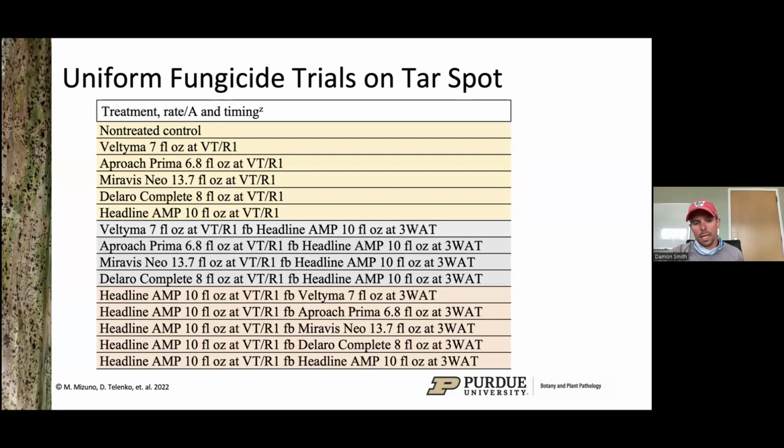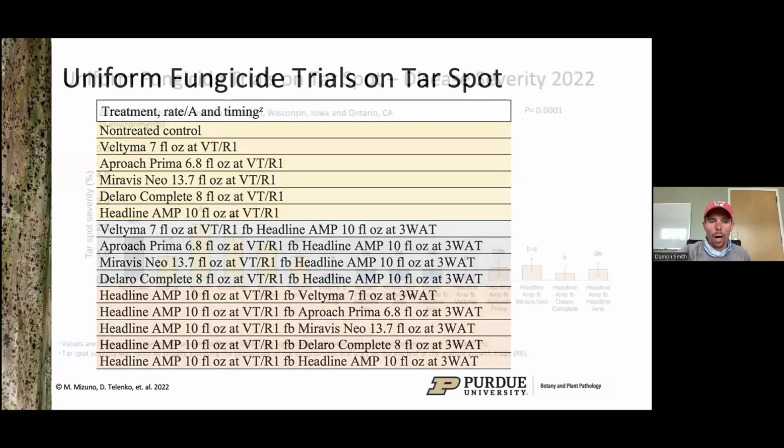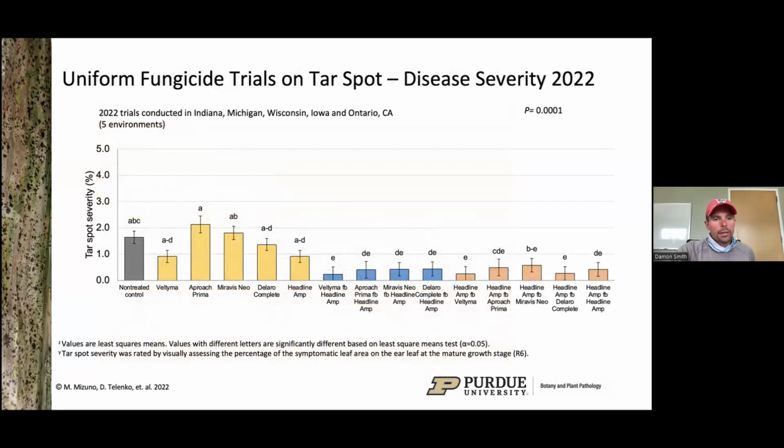And we ran a multi-state study for Darcy Telenko and her graduate students. And so there's Wisconsin data as well as other states in this data set. I just borrowed these slides from Darcy. And you can see the treatments we have there: single apps at VT/R1, and then dual apps coming in at VT/R1, and then following up 3 weeks after that VT/R1. So here's the tar spot severity data out of 5 environments that ran this study last year.